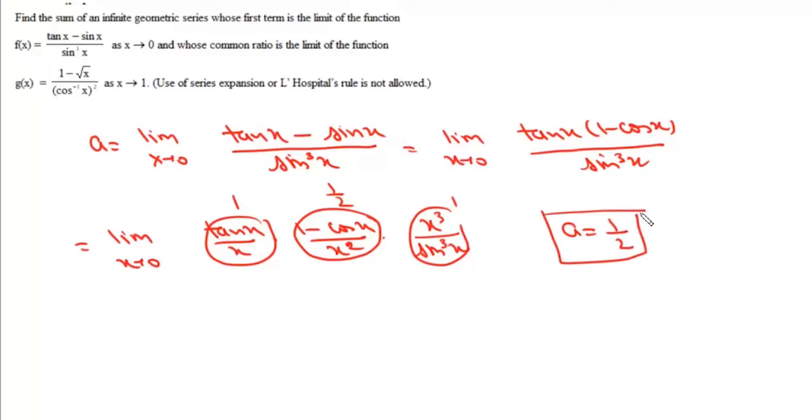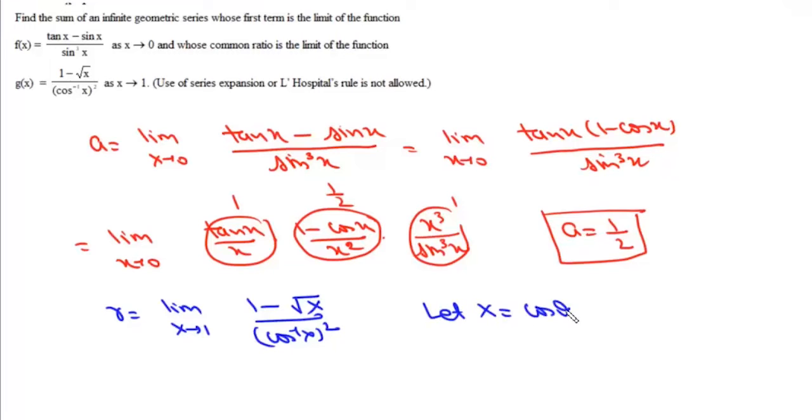So value of a is 1 by 2. Now we need to find the value of its common ratio, which is r. Now r is this limit, which is limit x tends to 1, (1 minus under root x) upon (cos inverse x) whole square. Now here we use substitution. We let x as cos theta.